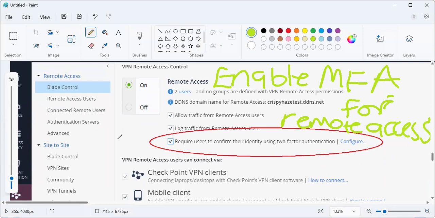Then next, we talk about enabling multi-factor authentication for remote access. For devices that are going to be accessed offsite, so people working from home, because I know a lot of companies now do hybrid, or some people even work remotely most of the time.